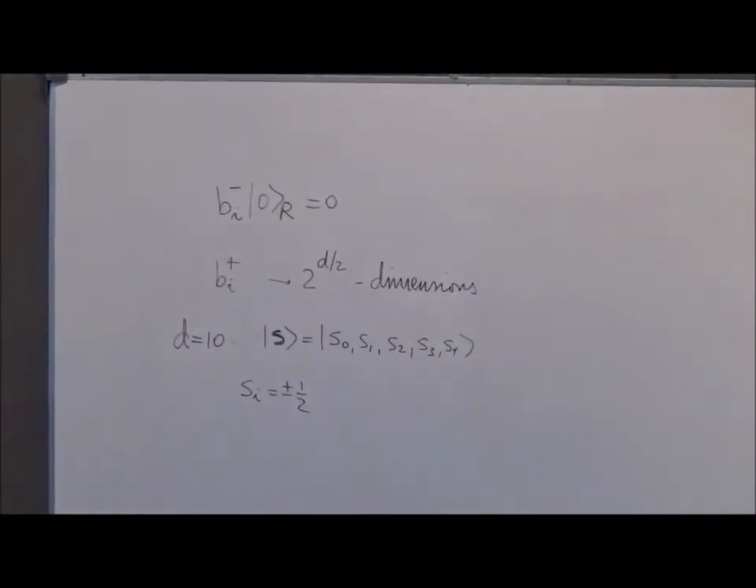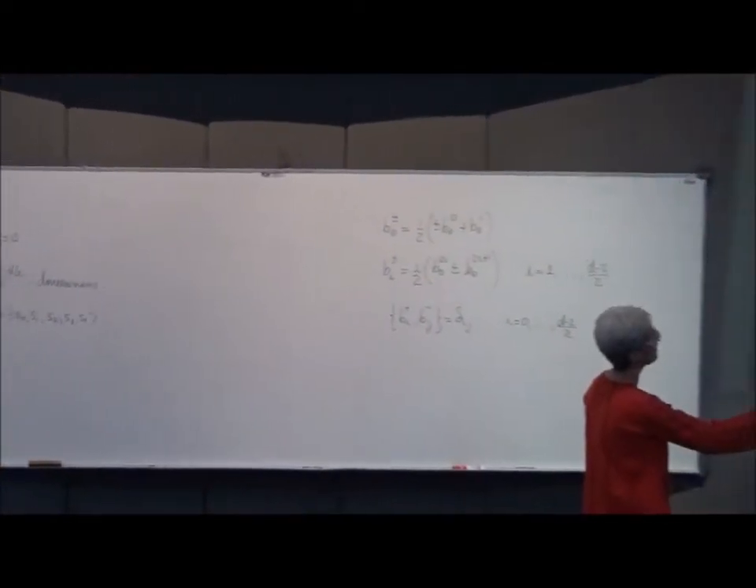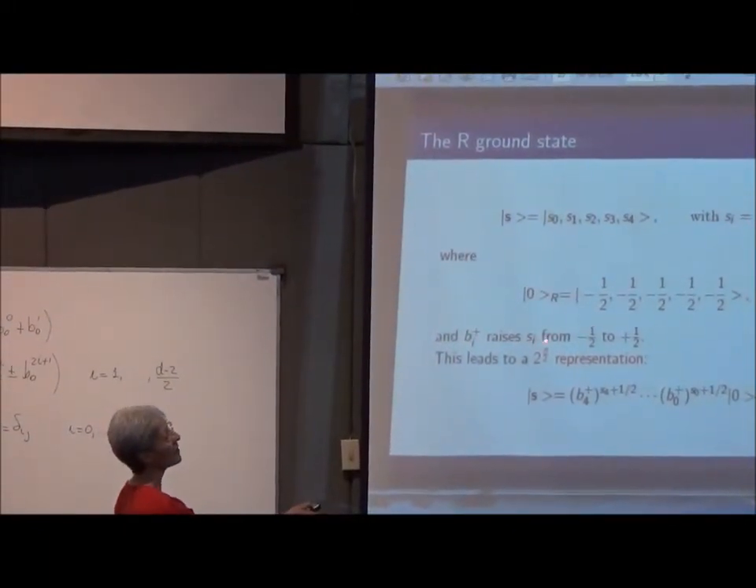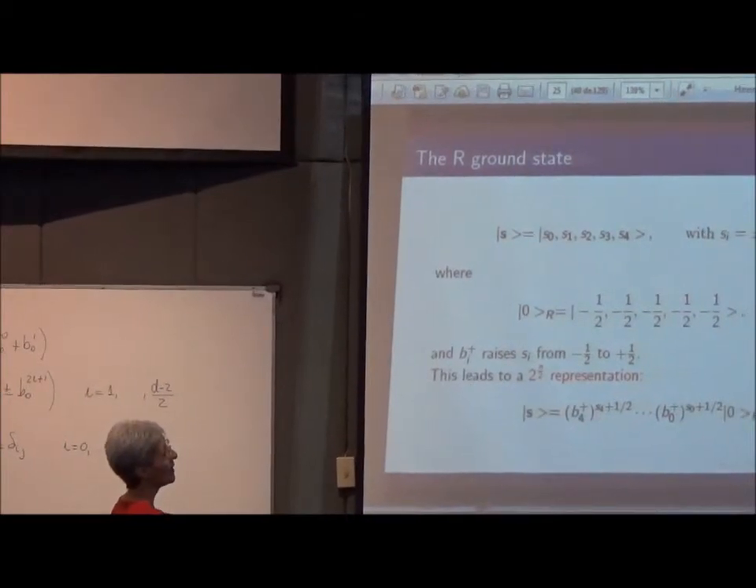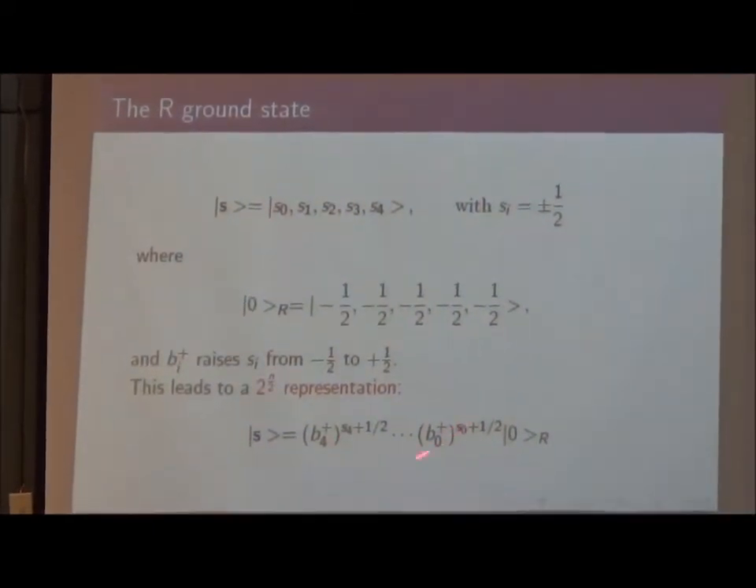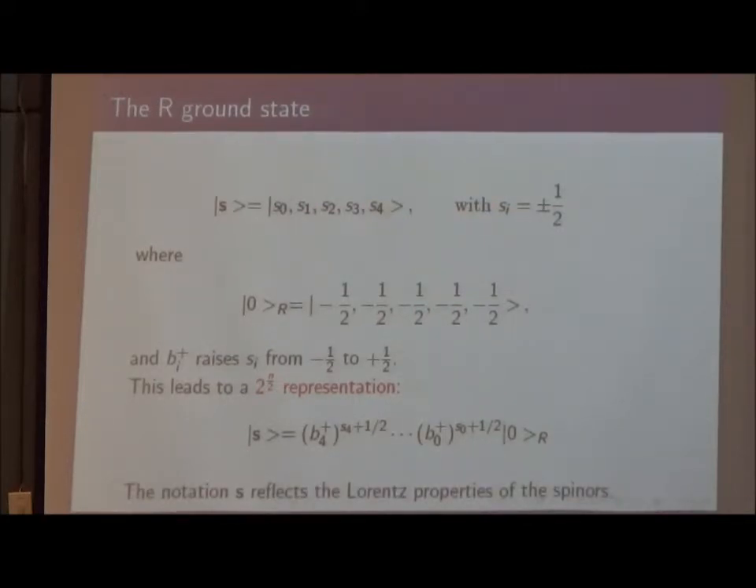So I start with this state, which is annihilated by all b_i minus, and then I act with b_i plus, and this raises S_i from minus half to plus half, and so this gives me this representation where this S_i can be half or minus half. So, for instance, this oscillator, if S_4 is minus half, it won't be here, but if it is one half, then it will turn the fourth entry here from minus half to plus half. And actually this notation reflects the Lorentz properties of the spinor.